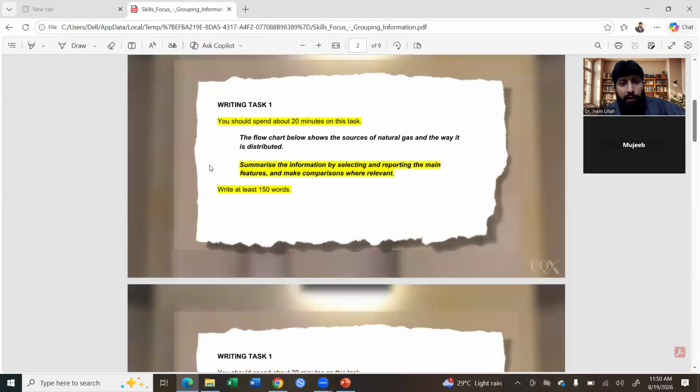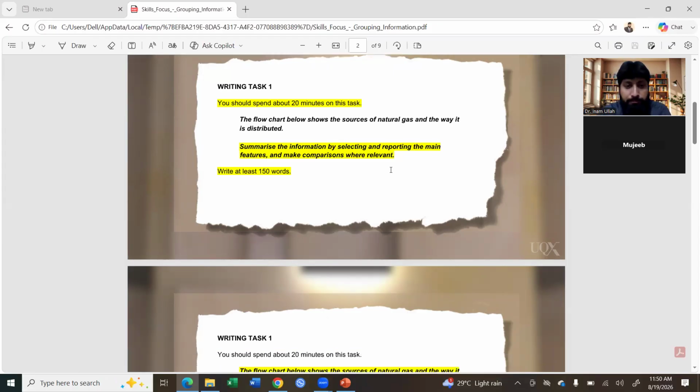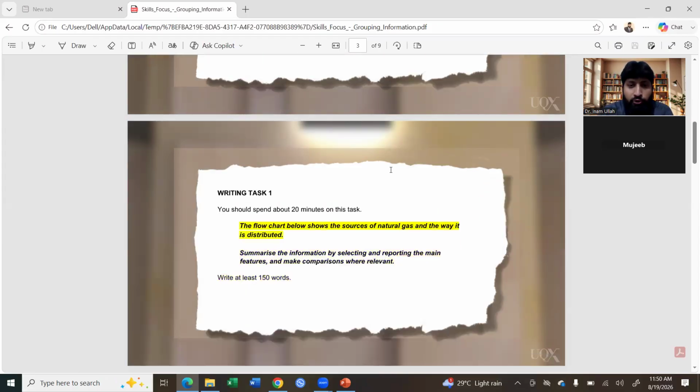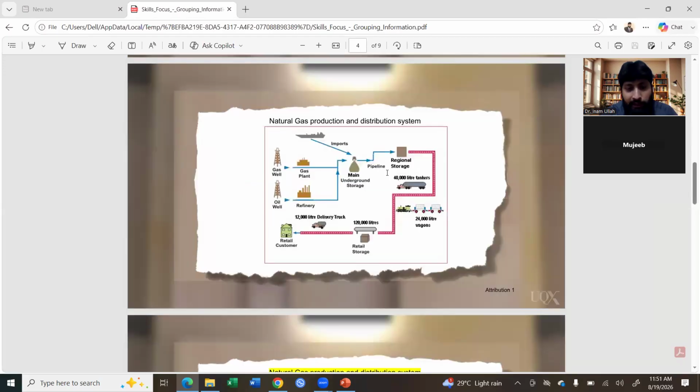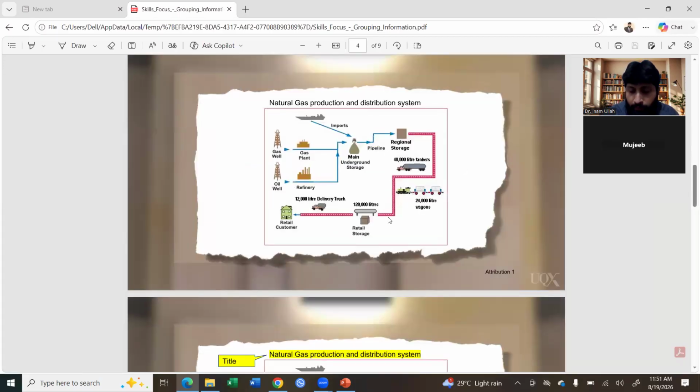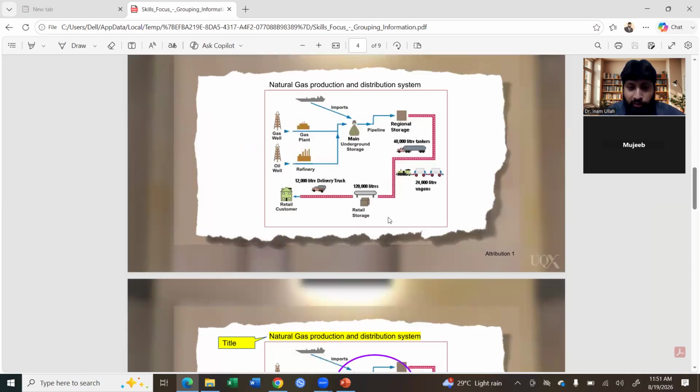Now, look here, it's a writing task 1, and we have the information here. We have been asked to summarize the information by selecting and reporting the main features and make comparisons where relevant. There is a flow chart below which shows the sources of natural gas and the way it is distributed, right? This flow chart is about natural gas production and its distribution.